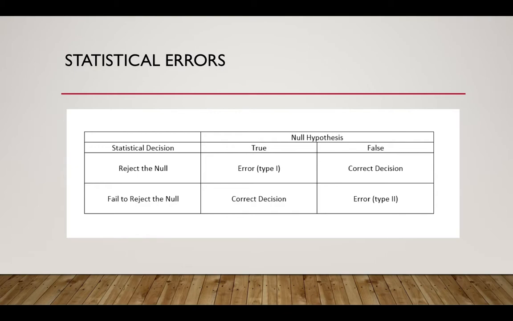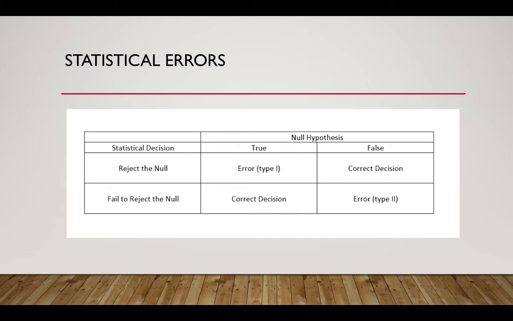If you look in the middle column, the left-hand where I have correct decision, if the null hypothesis is true and we fail to reject the null, then we've made a good, statistically sound decision. If the null hypothesis is false and we reject the null, you can see that those two rows and columns lead to a correct decision also. Because false statements, we want to get off the record. We want to reject those. So that's a correct statistical decision.